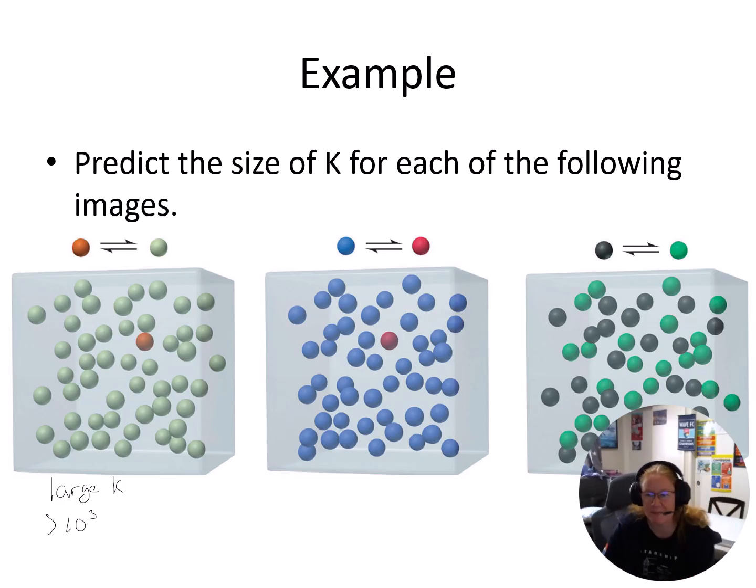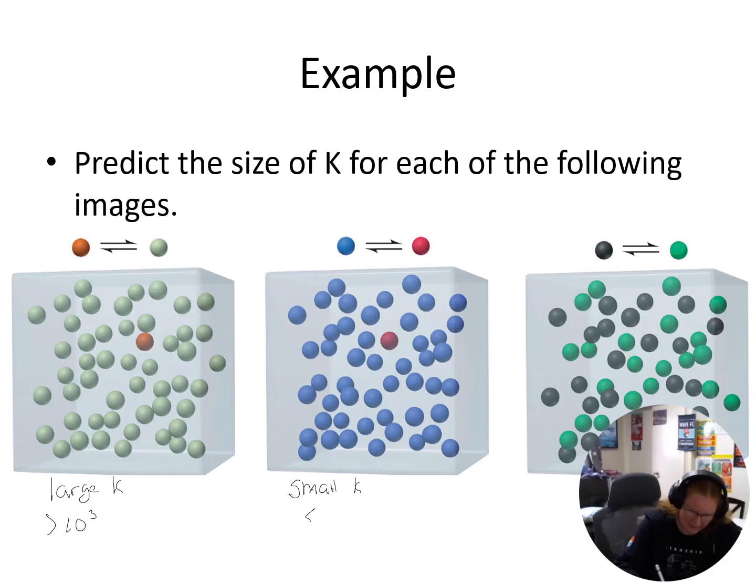Hey, what about that middle box? What do you think that one is? Well, we've got an awful lot of those blue balls left and only one red ball. So not a whole lot of product was formed. So this is a small K.